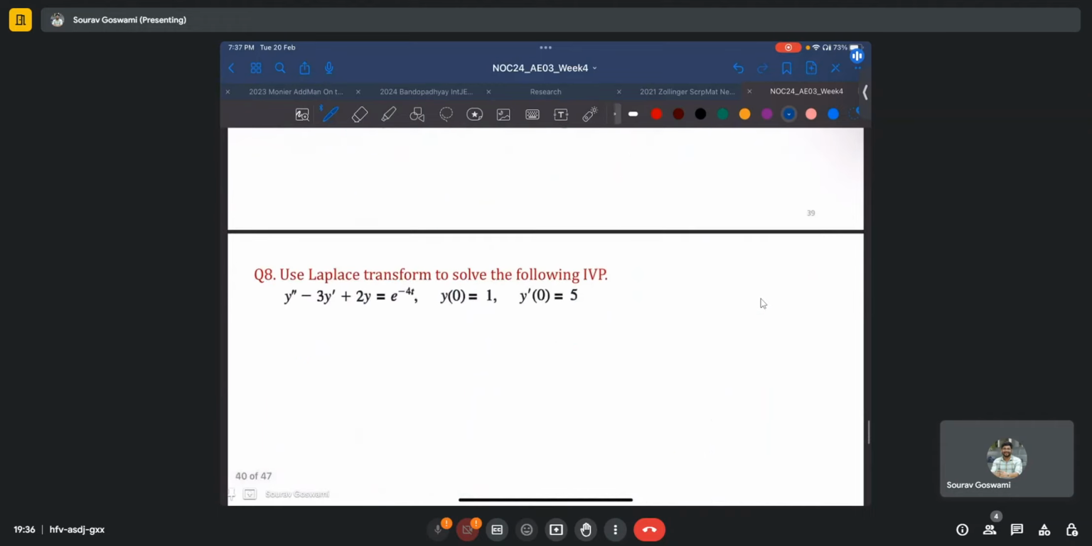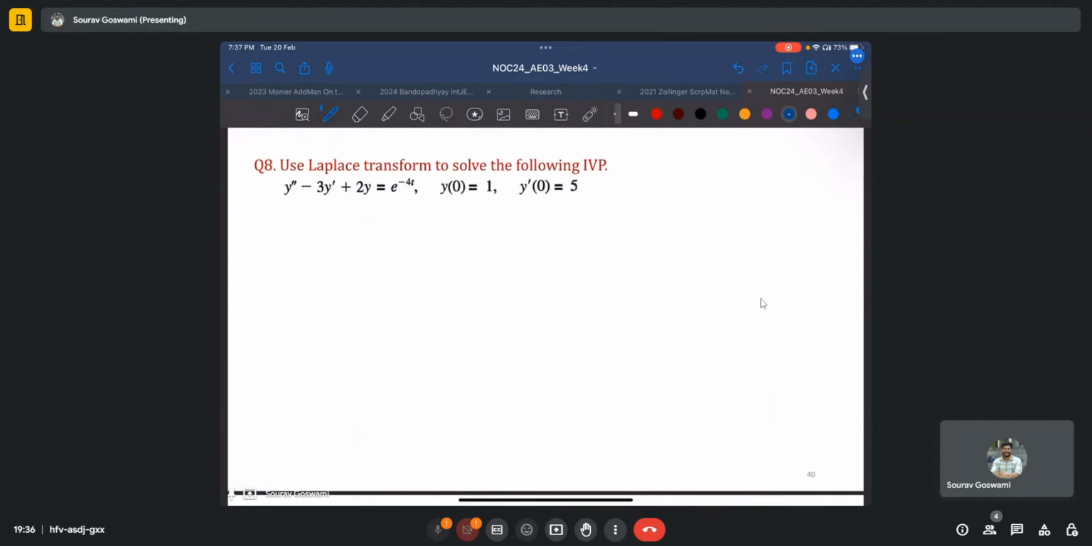Now let's look at a second order linear differential equation. Y double prime minus 3y prime plus 2y equals e power minus 4t. And we have the values of the system at y of 0, and we also have the first derivative at 0. So of course, first we'll apply Laplace transform to both sides of the equation, and I'll just apply it term-wise because we know of the linearity principle.